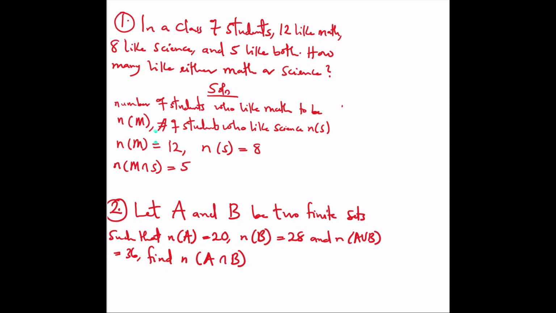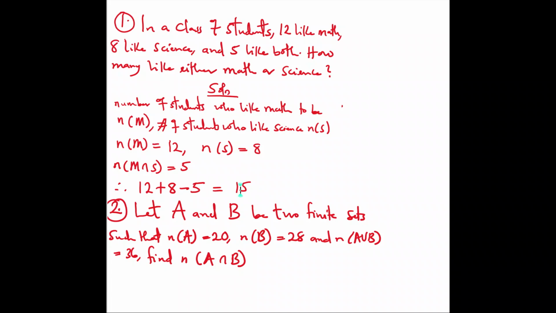So if we want to know the number of students that like just one of the subjects, because they said 12 like maths, 8 like science, and 5 like both, we take the number of students who like maths plus the number of students who like science minus the number of students who like both. Because we're just looking for the number of students who like just one subject. So that will be 12 plus 8 minus 5. So our final answer will be 15. Okay, so that's it for that question.